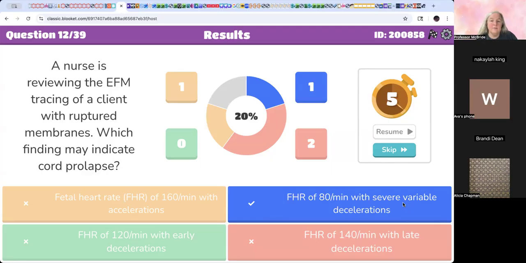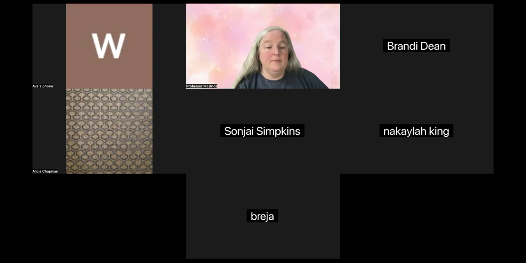Prolapsed cord. Well, yes, it is a prolapsed cord, but when we do VEAL CHOP, it's insufficient and inadequate perfusion to the baby. So remember VEAL CHOP. That would be like cord compression then.